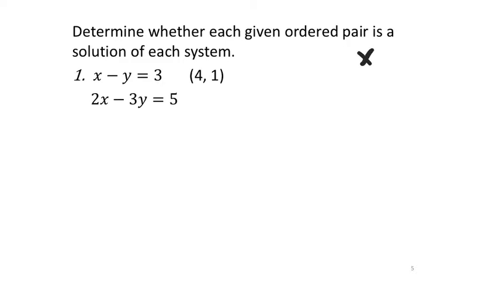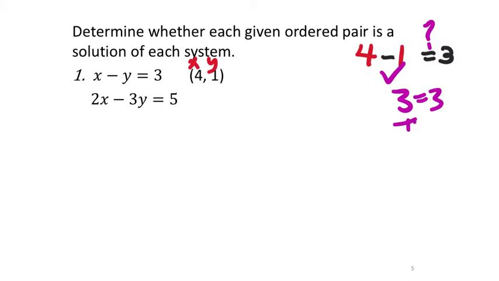Now we've got x minus y equals 3. And in this ordered pair, I've got an x value that's 4 and a y value that's 1. So let's replace the x and y with 4 and 1. So 4 minus 1, would this be true? Yeah, because 4 minus 1 is 3. 3 does equal 3, that's true. So the first equation gives me a true statement when I replace x and y with 4 and 1.